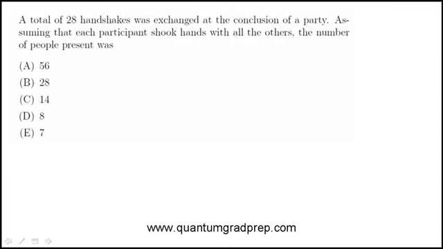So in this problem, we're told that a total of 28 handshakes were exchanged, and the question is how many people were present. And the key thing in this problem to realize is that each handshake is a result of two people pairing up. And essentially, we're looking to find the number of pairs of people that we can choose from a group of a certain number of people.